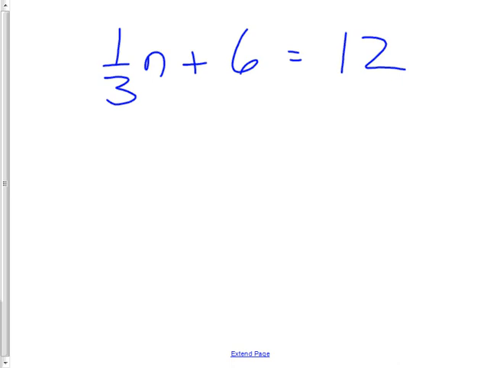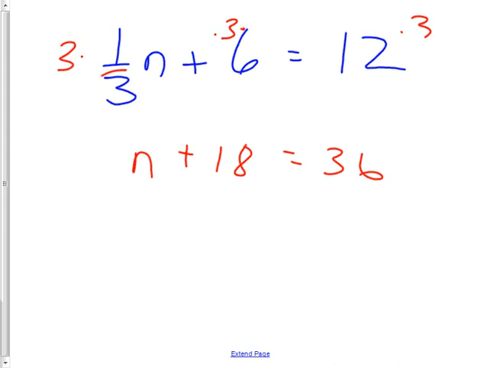Because as soon as I do that, times 3 here, times 3 here, times 3 there. Now this 1/3 times 3 gets rid of that fraction. It's just n. Plus 6 times 3 is 18, equals 12 times 3 is 36. And now I just have to subtract 18. I got rid of my fractions. How did I do it? I look for the denominator and I get rid of it by multiplying by it.